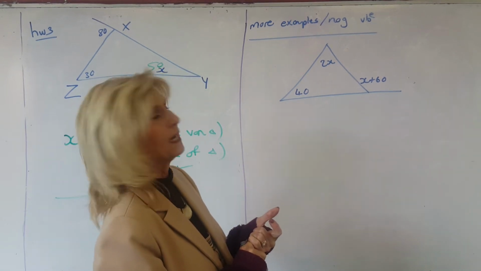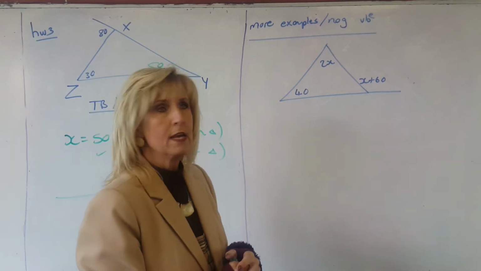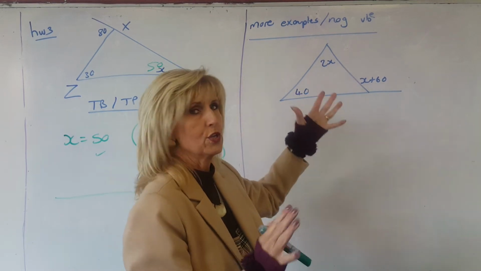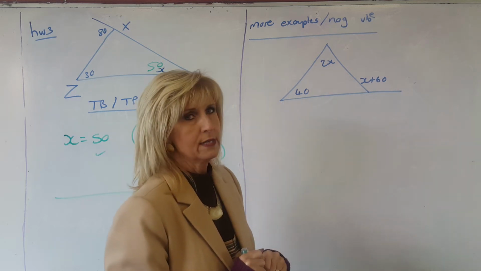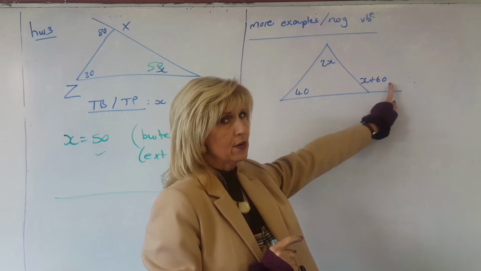Is daar 'n rede dat jy kan dink hier's gelykbenige driehoek? Is there a reason to say that this is isosceles? There's no reason to say that 2 of these angles are equal to each other. So, gelykbenige driehoek is uit. Isosceles triangle is out. But there is definitely an exterior angle.